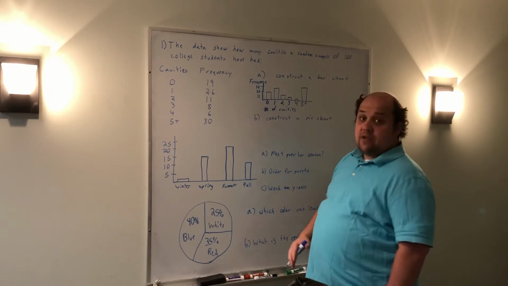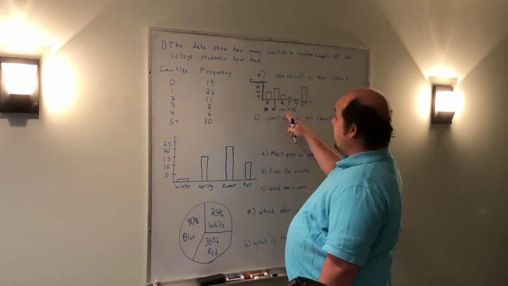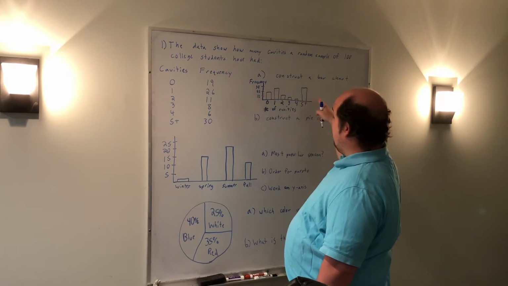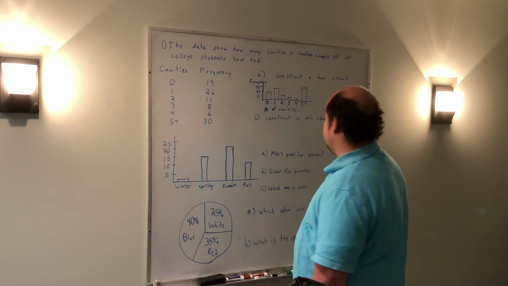So the things I really care about when I'm drawing a bar graph: make sure I have proper labels on both axes, make sure these aren't touching like a histogram would, and make sure I have a reasonable scale here.